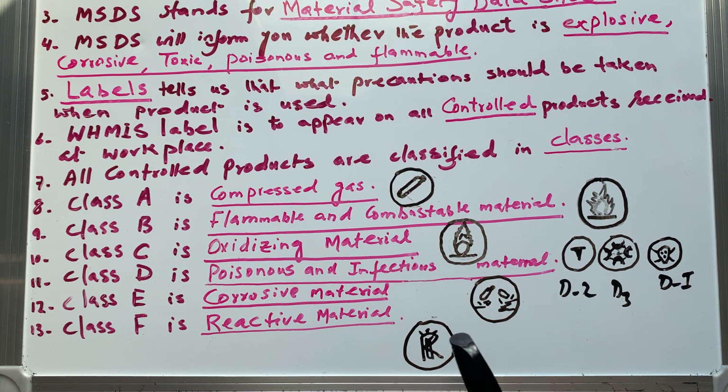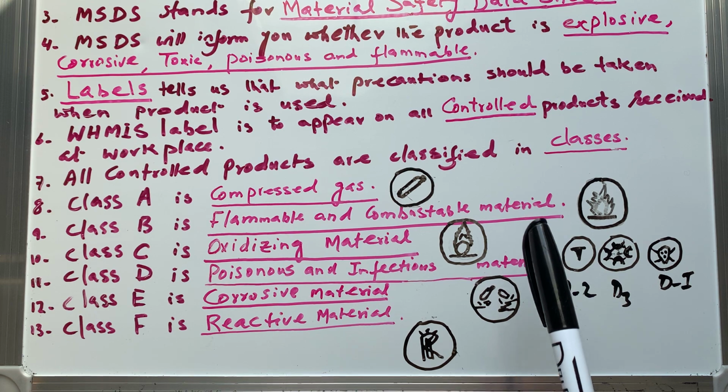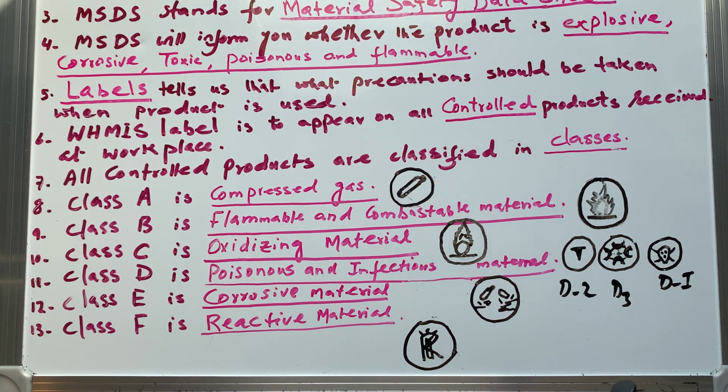Otherwise we would have 6 symbols, but since we have 3 divisions in D, we are dealing with 1, 2, 3, 4, 5, 6, 7, 8, so 8 symbols. If you see any of these symbols on a container, you should know what type of hazard it is, and then you can refer to the MSDS and the details of that material, so that you can use your protective equipment and be safe at your workplace. It's not only the safety of yourself, it's also about the safety of others.